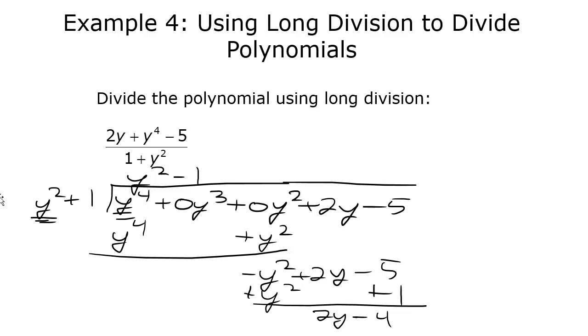Our answer would be y squared minus 1 plus (2y minus 4) all over (y squared plus 1). And that's how we would list that, because you can't divide any further because the degree of the polynomial on the bottom is bigger than the degree of the polynomial on top, so you can't pull any more y squared plus 1s out of it.